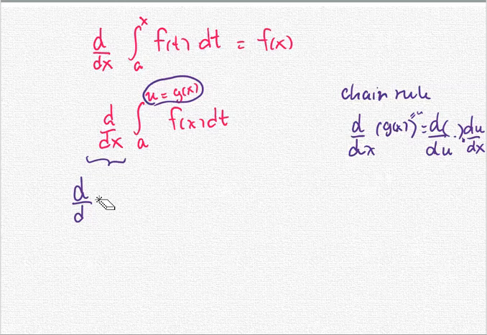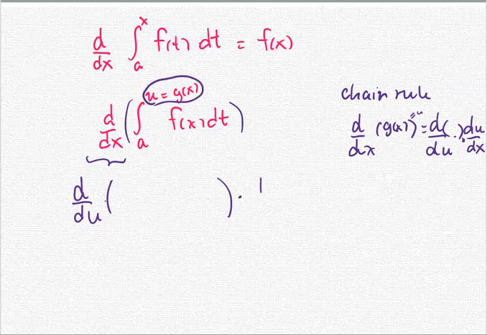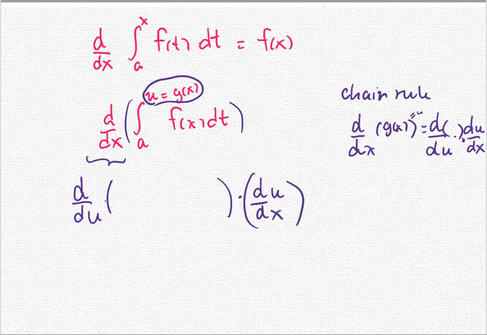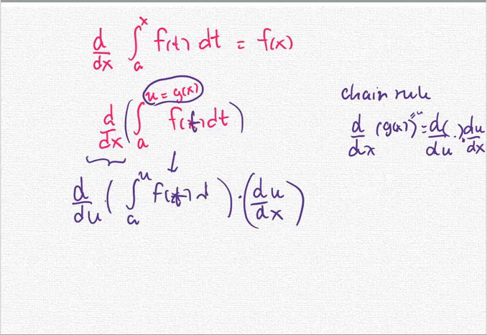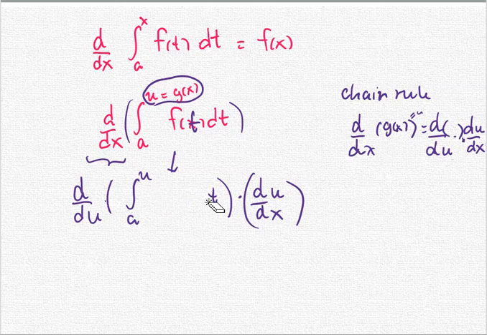So d by du of this quantity, and then multiply by the derivative of u with respect to x. And the quantity here is a definite integral from a to u of f of t dt. Sorry, this is f of t dt. Let's clean up, not make it too messy.